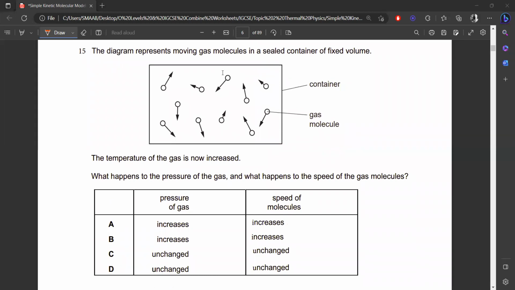Okay, question 15. Now we have gas molecules in a container which is fixed in volume, and the temperature of the gas is now increased. What happens to the pressure of the gas and what happens to the speed of the gas molecules? A. The pressure of the gas increases, the speed of the molecules increases. A.